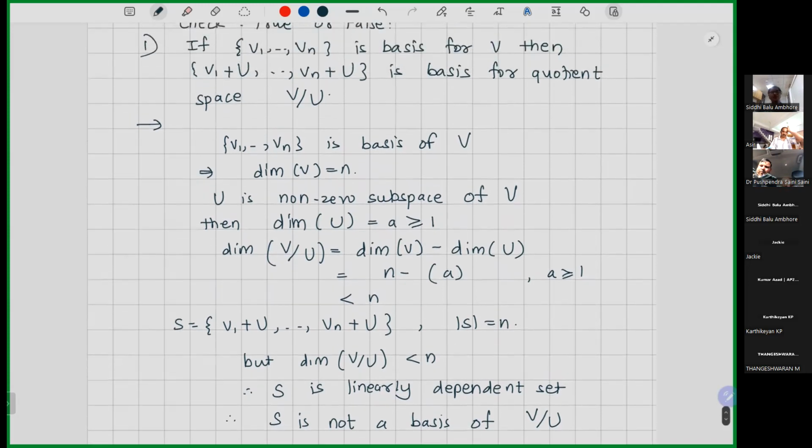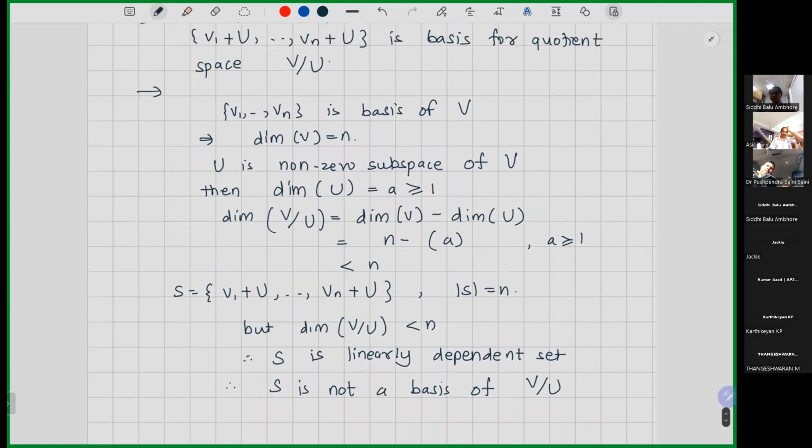So using these results, V1 to Vn is a basis, the dimension of V is n, and U is a non-zero space, so it will have a non-zero element, so its dimension will be at least 1. And we know the dimension of V mod U is the dimension of V minus the dimension of U. This is n minus a, and a is greater than or equal to 1. So n minus a is strictly less than n, because a is at least 1.